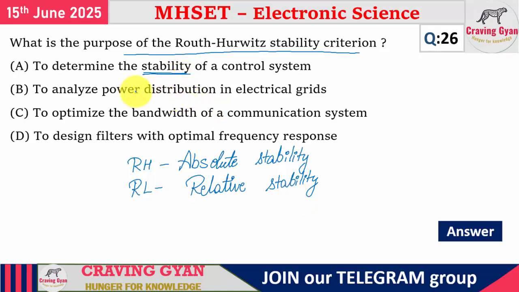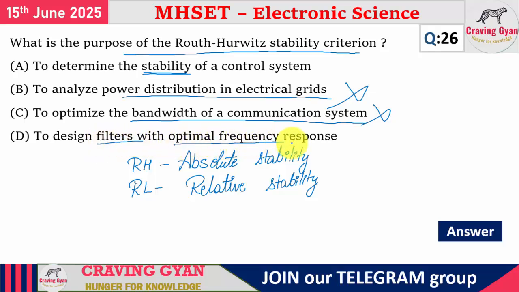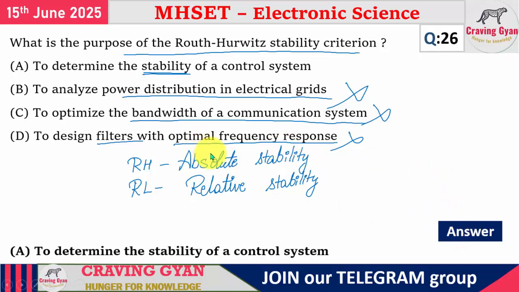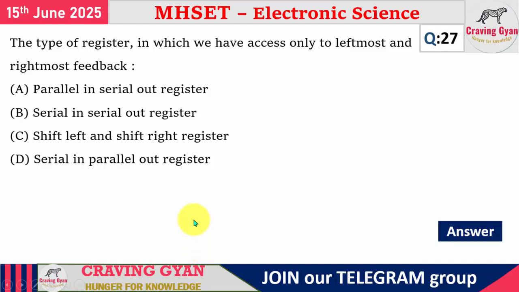The second option, to analyze power distribution in electrical grids, is a wrong one. The third option is to optimize the bandwidth of a communication system. Even option C is also wrong. Option D is to design filters with optimal frequency response. Even this option is also wrong. So for this 26th question, option A is correct, nothing but to determine the stability of a control system.